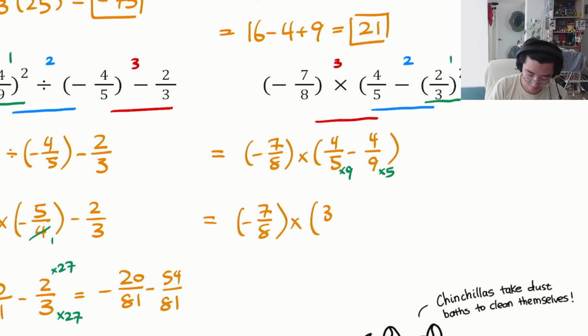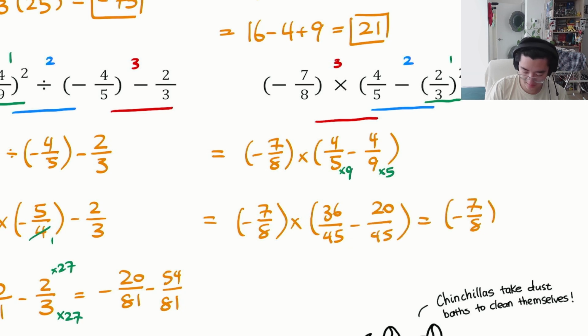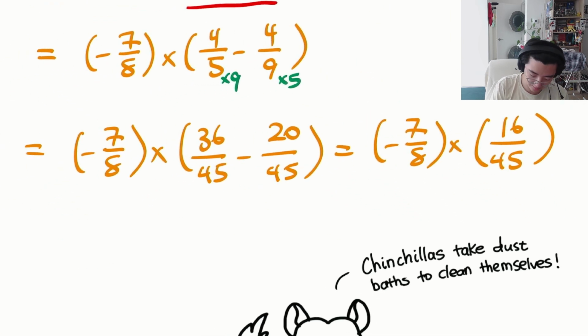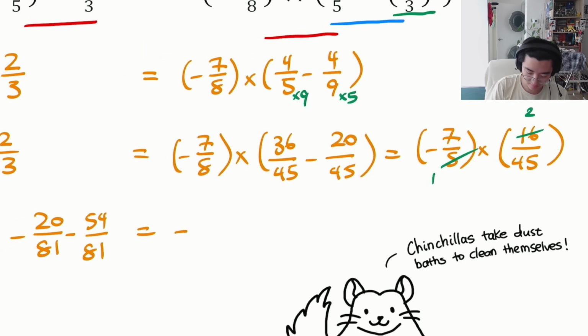4 times 9 is 36. 4 times 5 is 20. We get negative 7 over 8 times 16 over 45. Once again, we can reduce ahead. 8 and 16 can both be divided by 8, leaving us with 1 and 2. So that gives our final answer of 7 times 2 is 14, 1 times 45, 45.